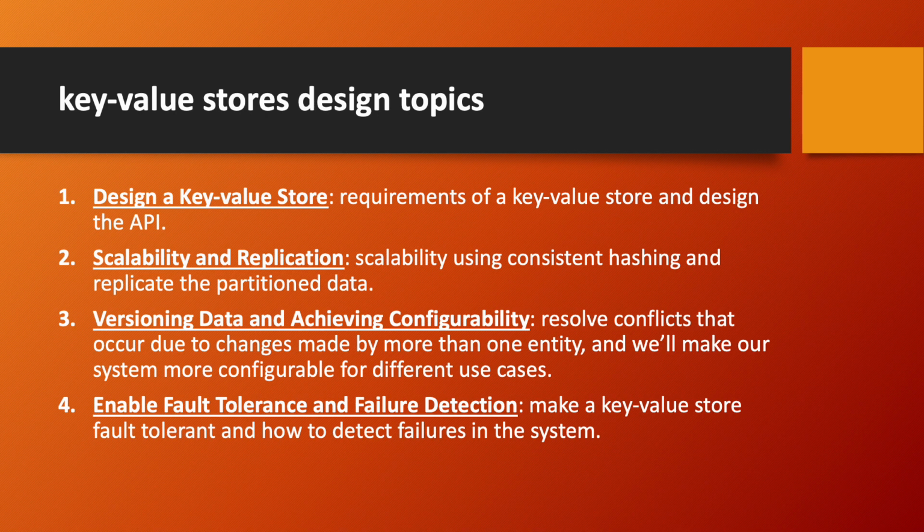Now, here are the key design topics that we'll cover as part of the key value store design. First, we'll design the overall key value store, looking at the requirements and designing the APIs. Then scalability and replication, scalability using consistent hashing, though there are other methods to do that, and replicating the partition data. Then versioning data and achieving configurability, resolving conflicts that occur due to changes made by more than one entity, and making our system more configurable for different use cases. Finally, enabling fault tolerance and failure detection: how to make a key value store fault tolerant, and how to detect failures in the system.